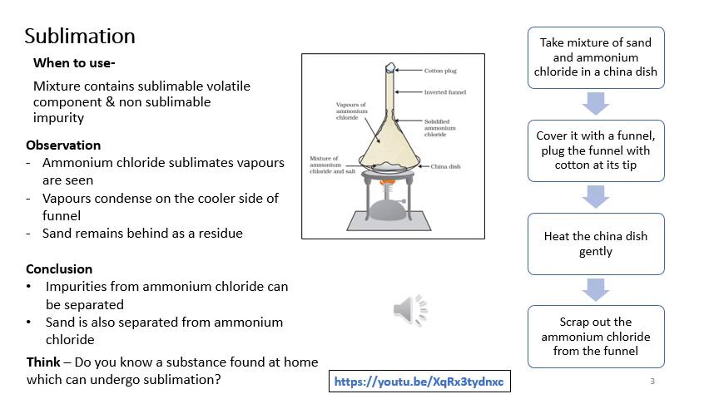We see vapors of ammonium chloride getting deposited on the inner surface of the funnel, which can then be scraped out. So what remains behind would be sand, which is a residue, which ideally is an impurity. Thus we can purify ammonium chloride by using the sublimation technique.